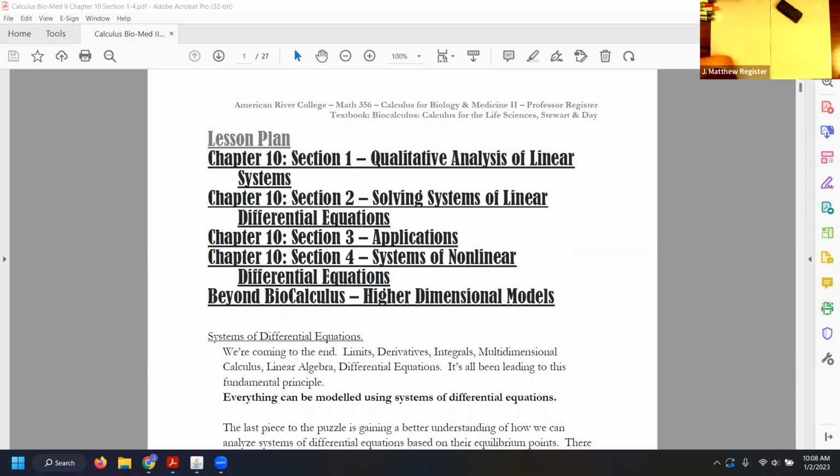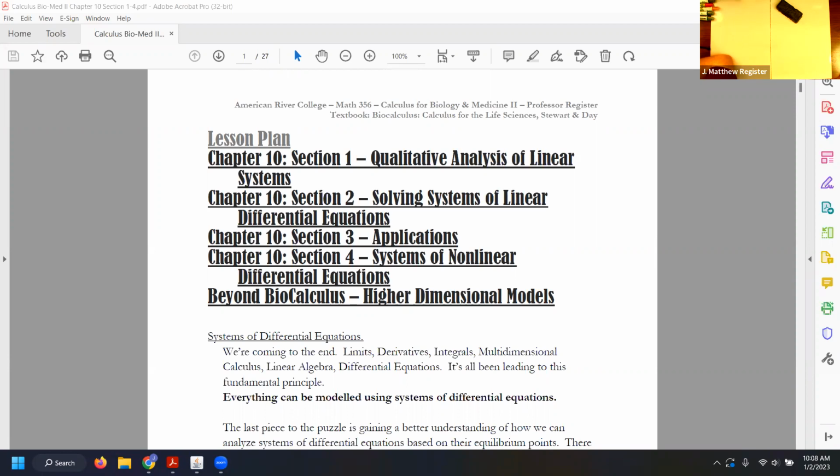And so when we think about what Math 356, BioCalculus Part 2 has been about, we've done a lot of different topics. We started by reviewing all of BioCalculus Part 1. Then we focused on differential equations a little bit more with Chapter 7. Then we went into matrices with Chapter 8. And then we did multivariable calculus in Chapter 9.